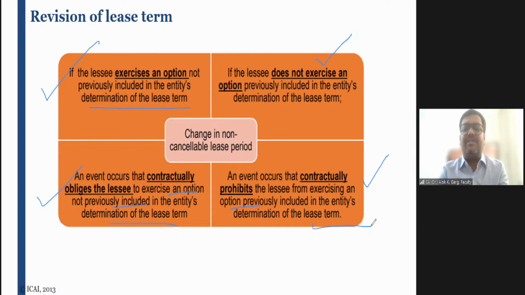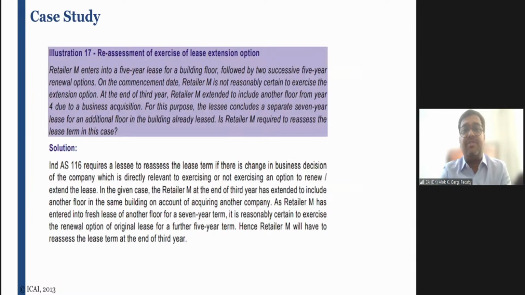So these are some situations and facts which are given in the question, that you need to assess your lease term. While assessing your lease term, largely you need to judge your optional renewal period and optional termination period. So let's discuss this with an illustration.